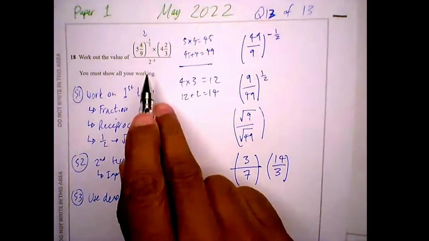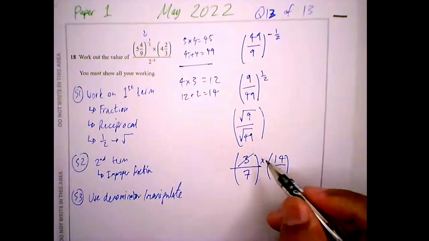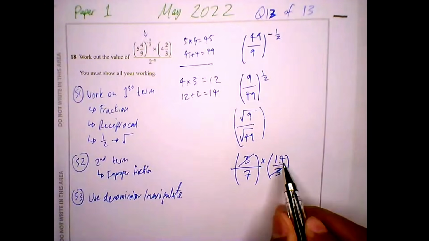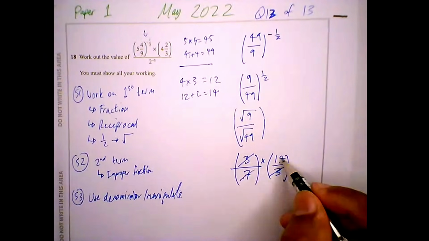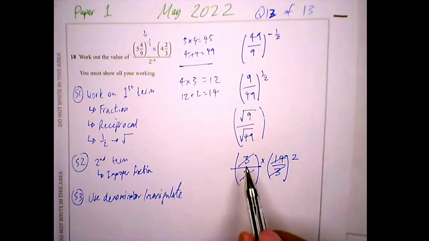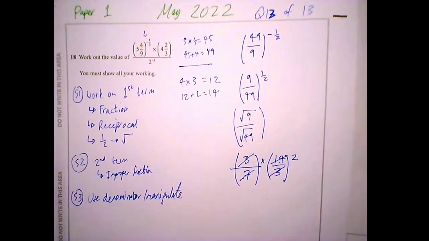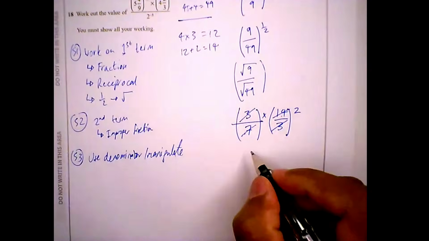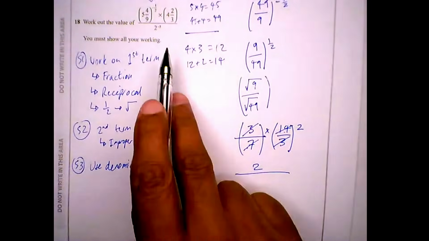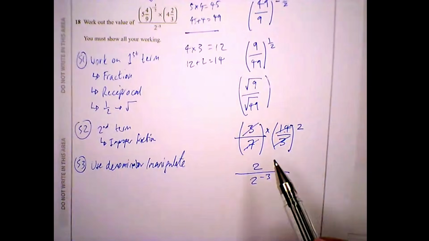Okay, and I'm multiplying them. So what I can spot is the 3's cancel. And this is 14. 2 times 7 gives me 14, so 7 will cancel the 14. I'll be left with 2. So all of that hard work simplifies nicely to 2. So I can write this out as 2 all over 2 to the power minus 3.